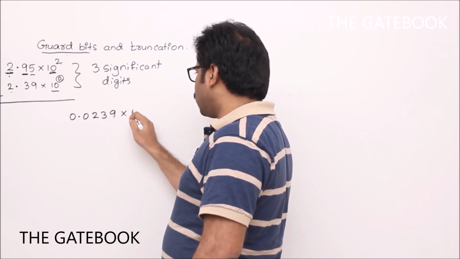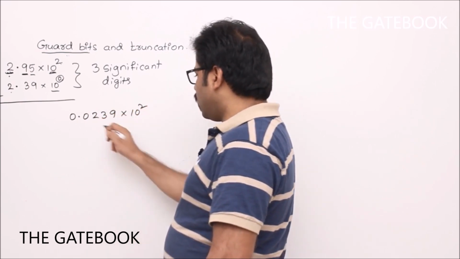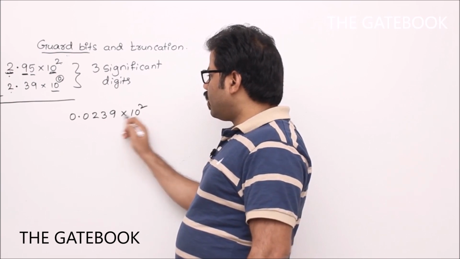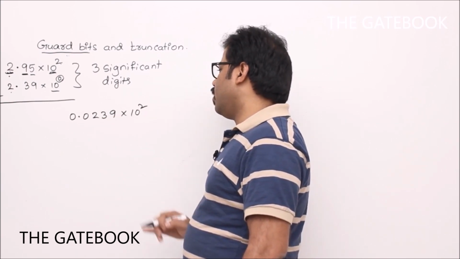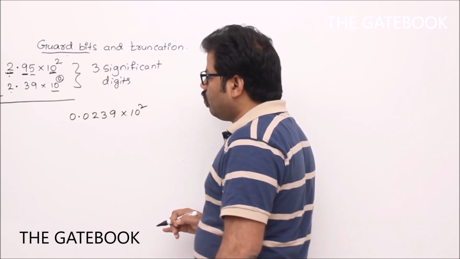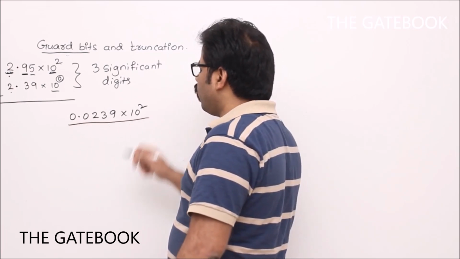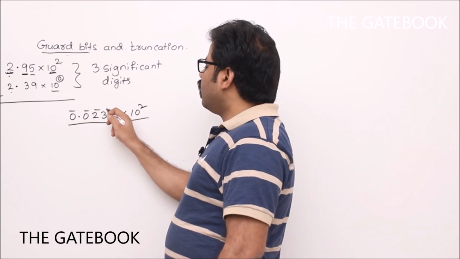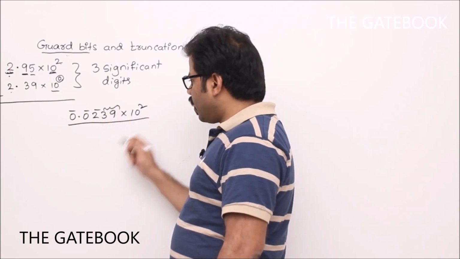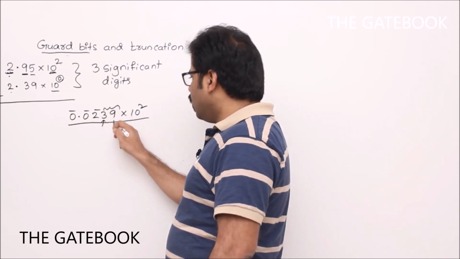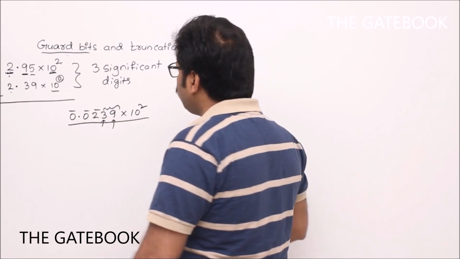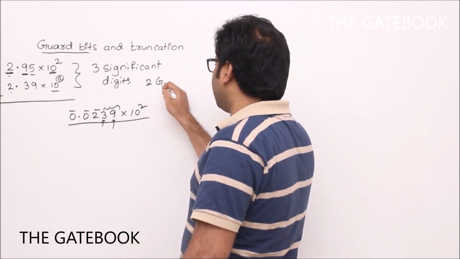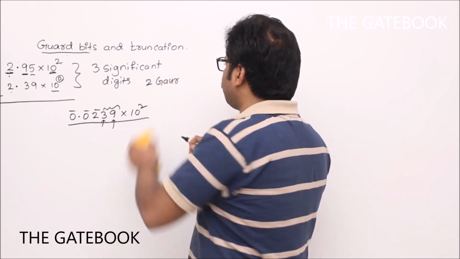That means we should get 0.0239 into 10 square. Agree? Just check it out. If you again multiply with 10 square, you get 2.39 into 10 power 0, correct? So this is the representation. But you have only 3 significant digits: 1, 2, 3. Then what about these two? That's why, if you really want this information, guard bits are required. So assume that I am using 2 guard digits, or 2 guard bits.